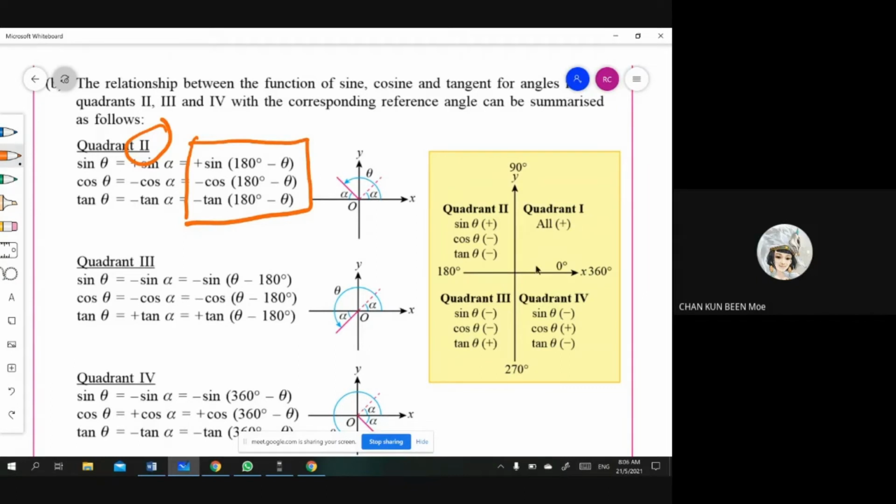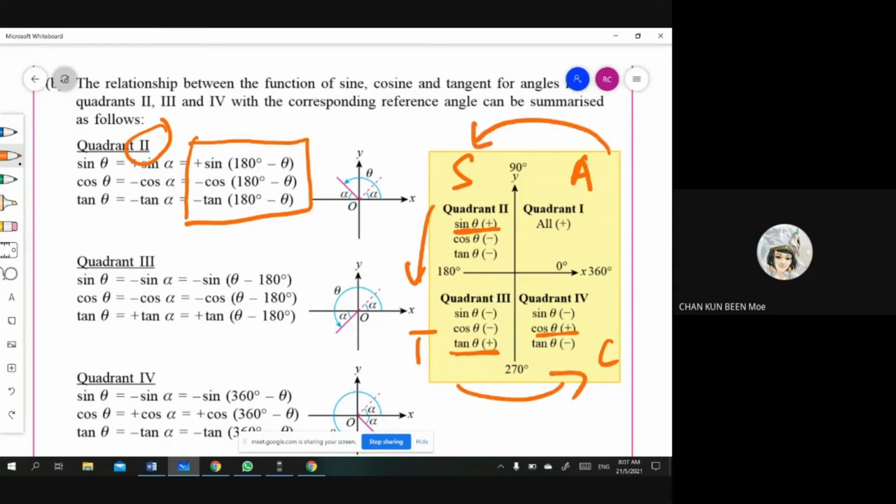So in the first quadrant, all the values of the angle will be positive. In the second quadrant, only sine is positive. In the third quadrant, tangent is positive. In the last quadrant, cosine is positive. So it's like A, S, T, C. Up to you how you want to memorize it. Association of Science and Technology Center also can. Up to you. So we continue.